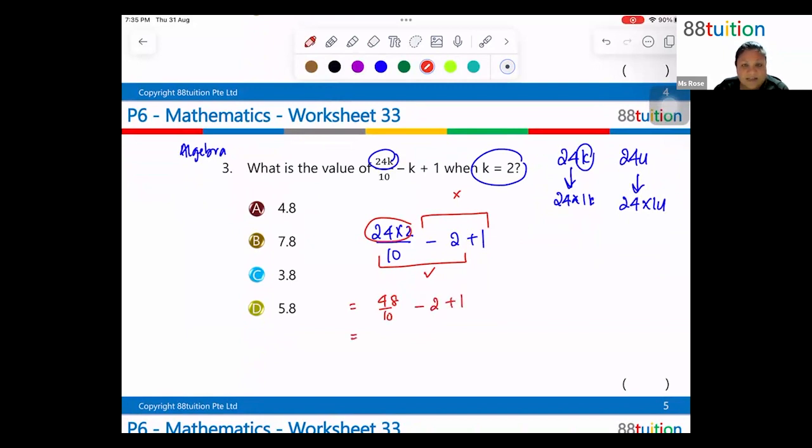48 over 10 is the same as, if there's a 0 here, it means 1 decimal place. So you have to do this first to give you 2.8 plus 1, which is equals to 3.8. Okay? You did, okay, very good. All right.